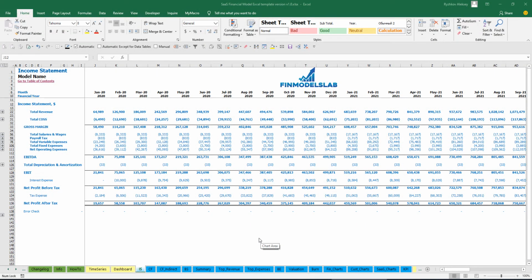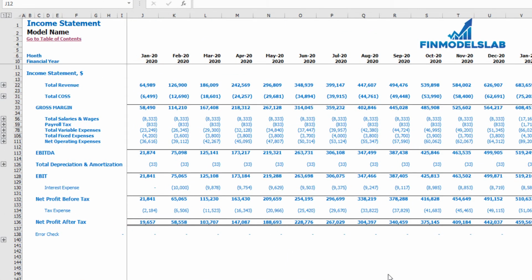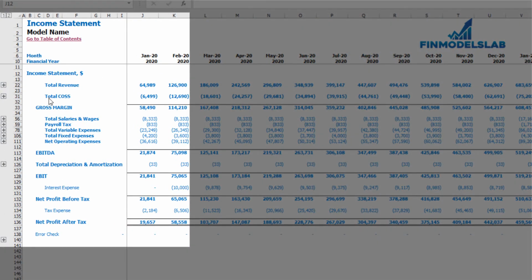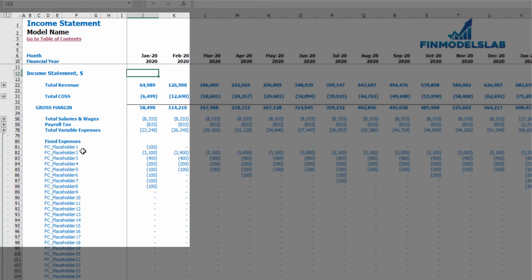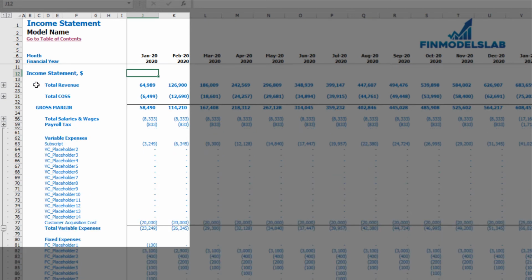On the income statement tab you may see the main line items of your profit and loss, which is total revenue, total cost of services sold, gross margin, salaries and payroll taxes, variable expenses, fixed expenses, EBITDA, total depreciation and amortization, EBIT, interest expense, net profit before tax, tax expense, and as a result net profit after tax. Please note that by clicking on this plus button, you can unhide each of the categories and see detailization, for example, for the fixed expenses or variable expenses, and for any other category. You may see the values by months and all the breakdown by line items.